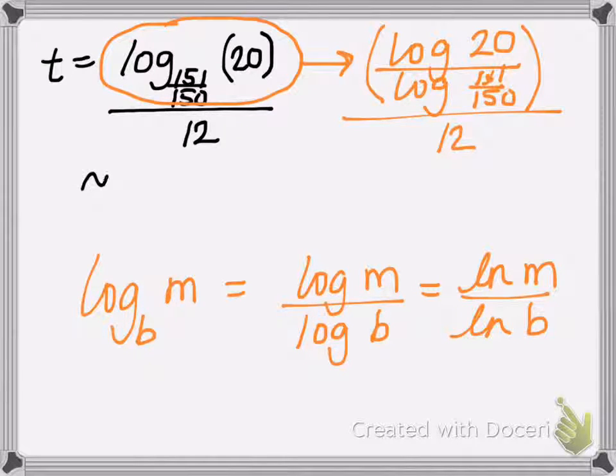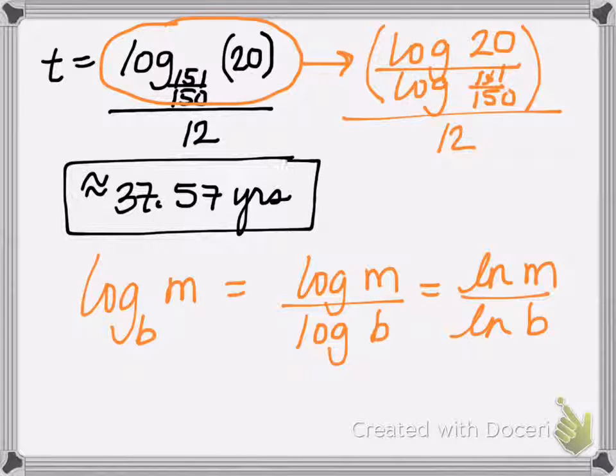So check that on your calculator. You should have approximately 37.57 years. Remember, time is always measured in years for these compound interest formulas. So even though the interest was compounded monthly, we were looking for how many years it's going to take for your investment to grow to $20,000, and that's about 37.57 years.